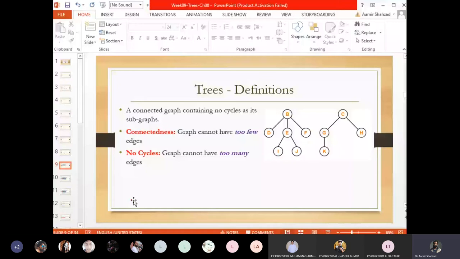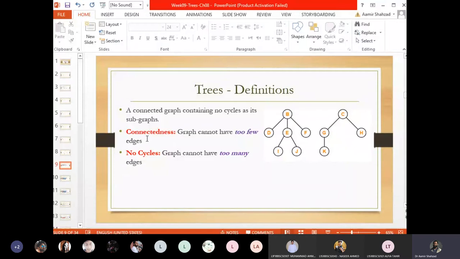So on connectedness for the tree: when we say a graph is connected, it means it cannot have too few edges. If we have so few edges that the graph is not fully connected, all its nodes are not connected to each other. So the graph cannot have too few edges, and no cycle means the graph cannot have too many edges. If there are too many edges, cycles will start to appear. If there are too few edges, the graph will start to disconnect. So a tree is a structure which is connected and has no cycle, so it's just on a threshold. It doesn't have too few edges, it doesn't have too many edges. And actually it has exactly n minus 1 edges.